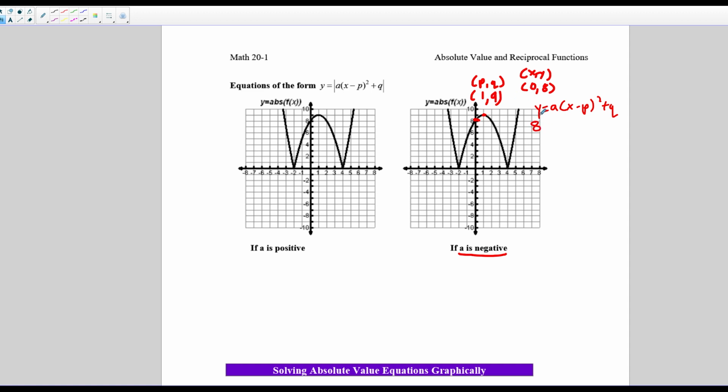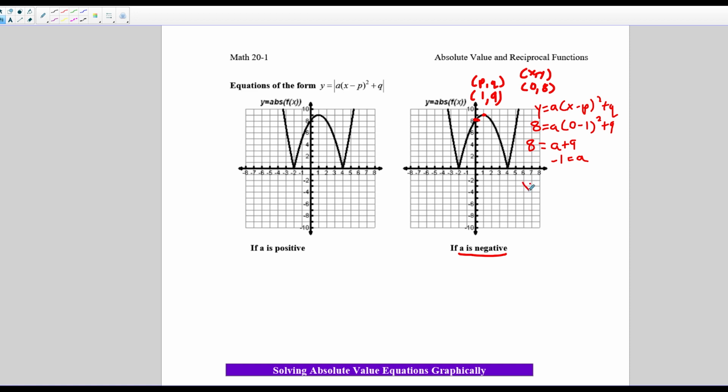So we have y is 8. So 8 equals a times x, which we know is 0, minus p, which was 1. So 0 minus 1 squared plus q, which was 9. So let's go ahead and simplify a little bit. 8 is equal to a times 0 minus 1 squared. So that's going to be negative 1 squared, which is positive, times a. And that's going to be plus 9. Let's subtract 9 from both sides. And I get negative 1 is equal to a. So for us, this checks out because we want our a value to be negative.